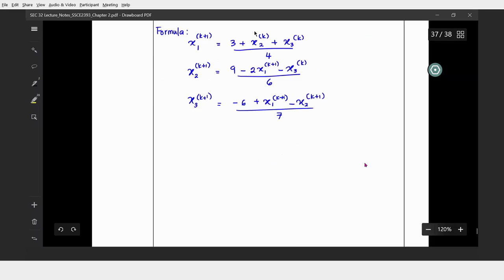Okay, now form your table. Make it neat. Now we are going to use the calculator straight away. So get ready with your calculator.